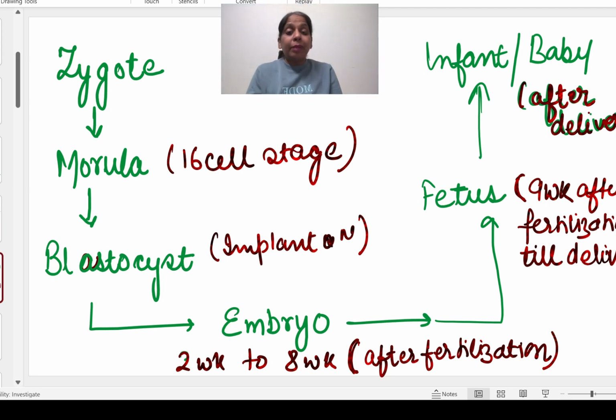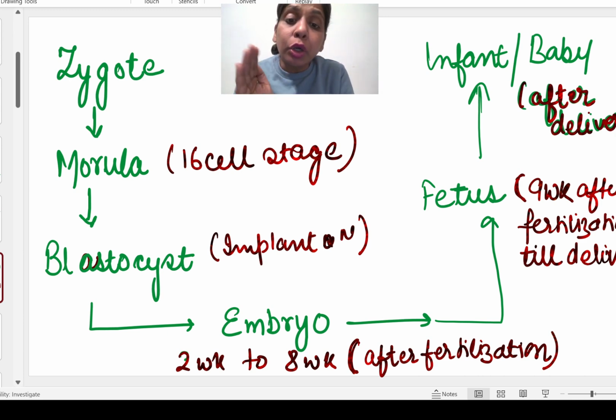Then comes the blastocyst. What is a blastocyst? The morula develops into a blastocyst. There is an empty cavity in it. At the blastocyst stage, implantation occurs. After the blastocyst, the stage is embryo. Now what is an embryo? The embryo stage is 2 weeks to 8 weeks after fertilization. Please always remember that these are all after fertilization, not before fertilization or from LMP. These 2 to 8 weeks are after fertilization.